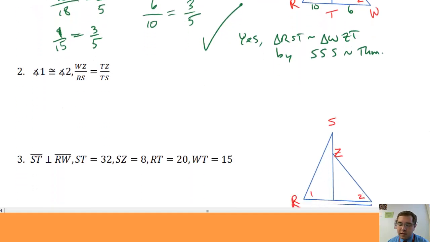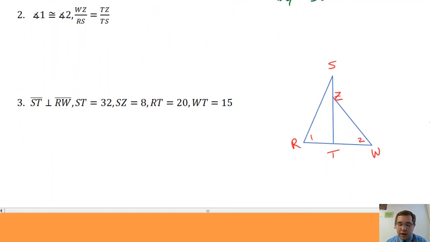Okay, same picture, but now we're given different information. If we know angle 1 is congruent to angle 2, and WZ over RS equals TZ over TS. So we've got a pair of angles, so we're going to try to use side-angle-side. WZ over RS and TZ over TS. That's a problem, because the sides we were given, TZ and TS, are not the sides that contain our angles.